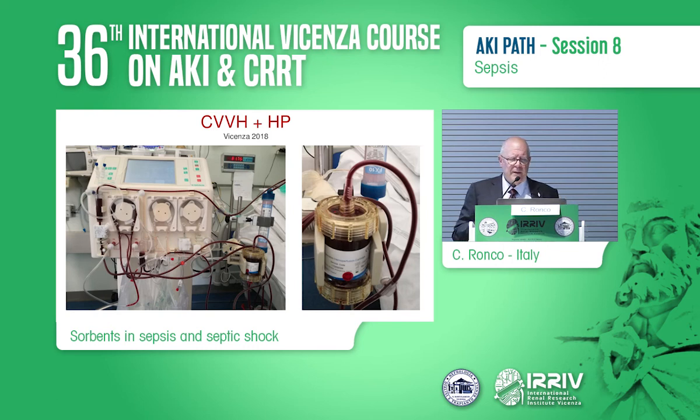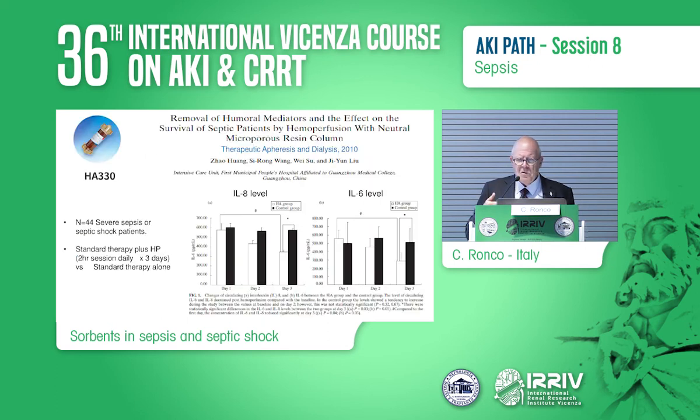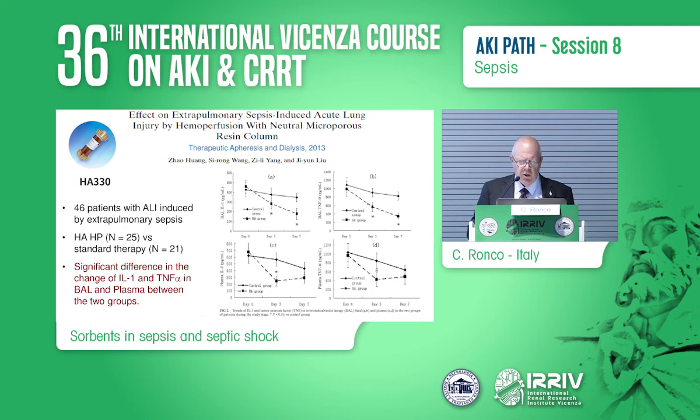For example, we treated some patients with CVVH plus hemoperfusion, and we have seen that we might have different indications for these different columns. Recently, removal of humoral mediators has been demonstrated by these different microporous resin columns. You can see, for example, the removal of IL-1, TNF-alpha, and other different types of columns.